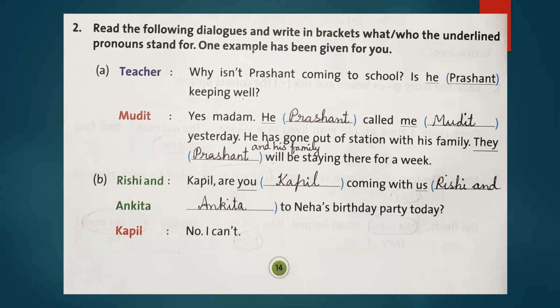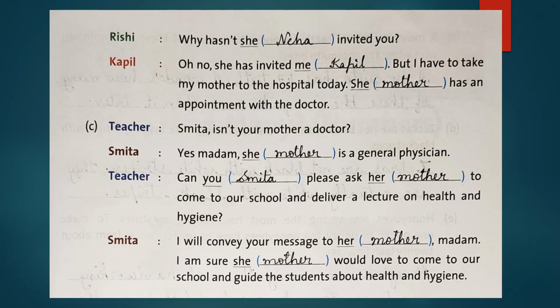Rishi and Ankita: Kapil, are you coming with us to Neha's birthday party today? You means Kapil. Us means Rishi and Ankita. Kapil: No, I can't. Next, Rishi: Why hasn't she invited you? She means Neha. Kapil: Oh, no, she has invited me. Me means Kapil. But I have to take my mother to the hospital today.